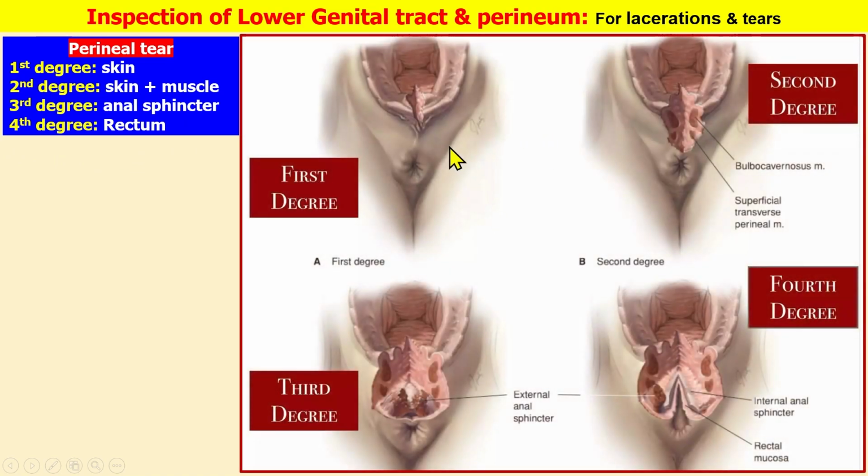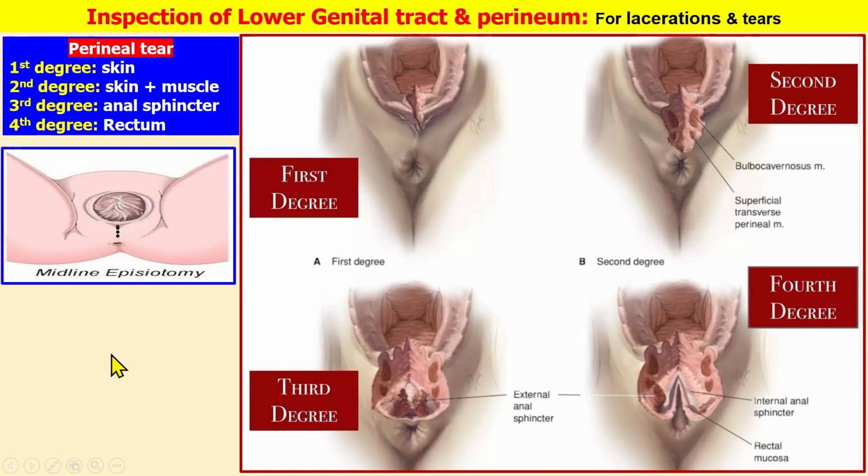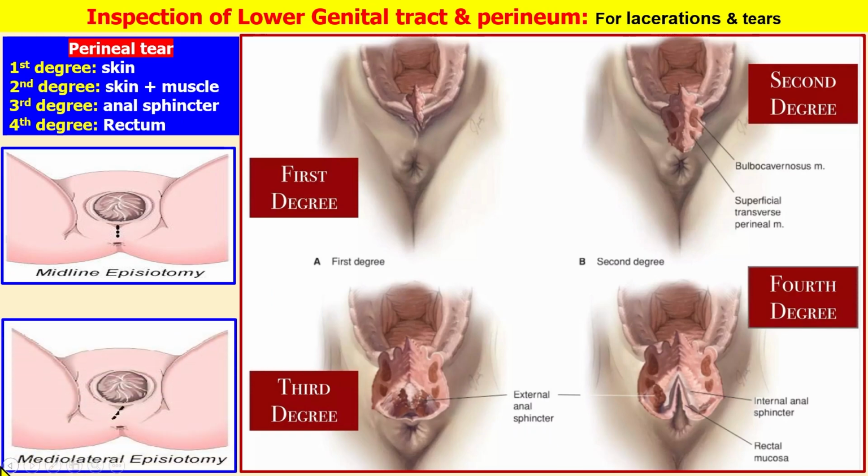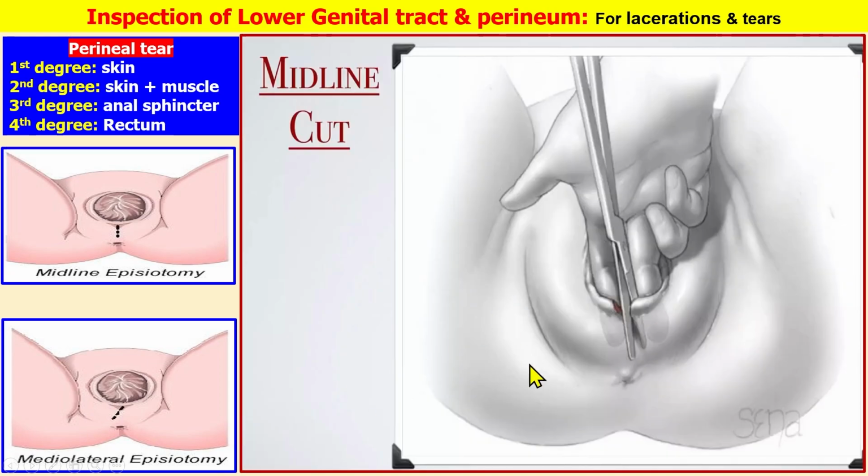Okay, here you can see the first degree, only skin is involved. Here the muscle is also torn. Okay, and here the anal sphincter is reached, and here you can see the tear of the rectum. Okay, and the midline episiotomy also has a risk of rupture of the anal sphincter. So that's why the mediolateral episiotomy is preferred. This is the midline, so you can see it can reach the anal sphincter.